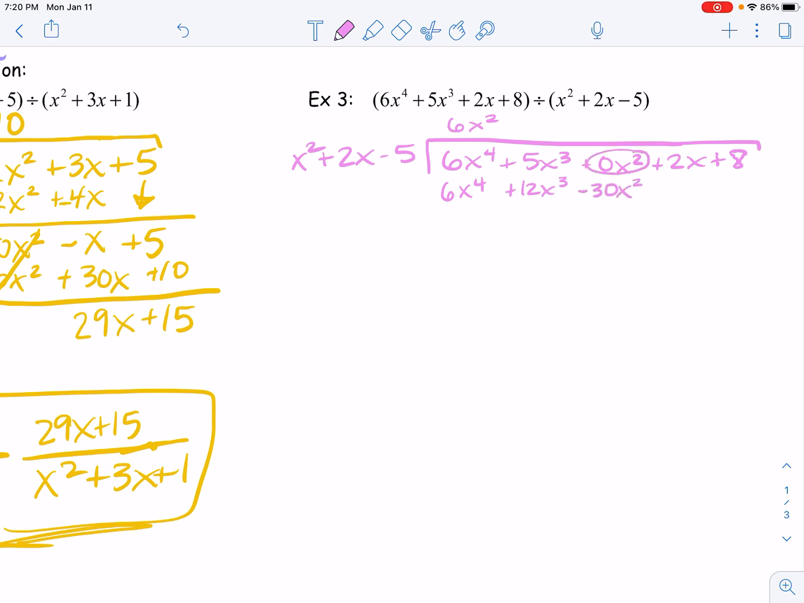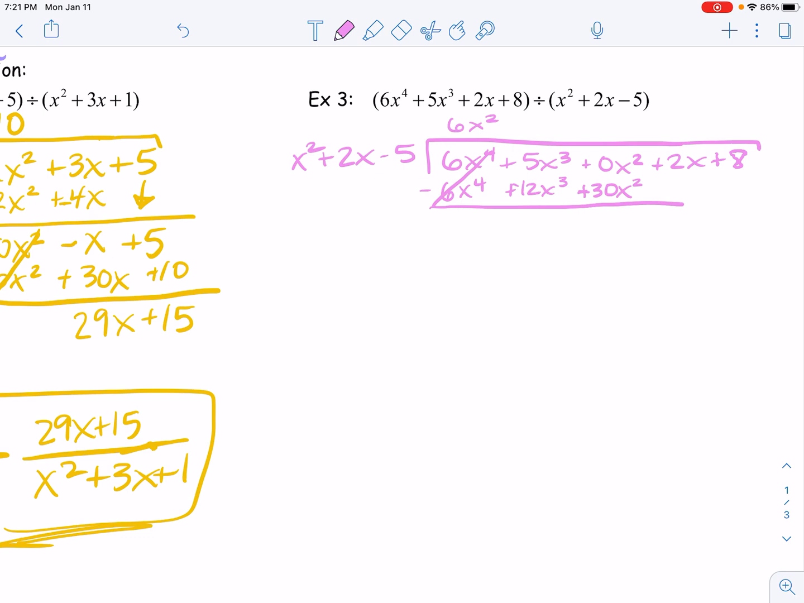Notice if this wasn't there, it would be the 2x in its place, and then I would be more likely to combine a 2x with a negative 30x squared, but that's not possible, right? So at this point, it's really easy for me to keep all my like terms in order. So at this point, I draw my line, change the signs.